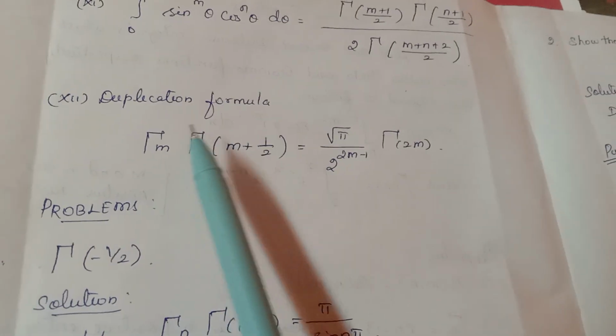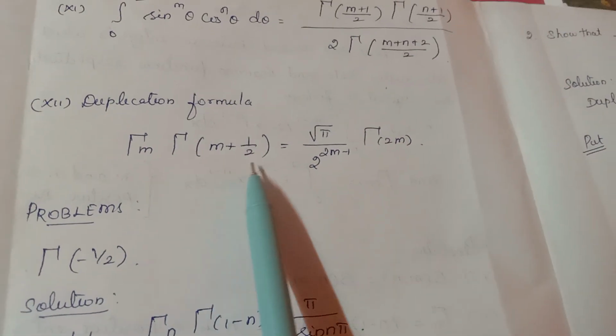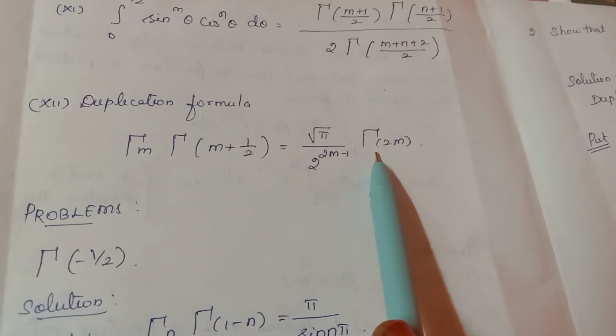Okay, next one is the duplication formula of gamma integral. Gamma of m into gamma of m plus 1 by 2 is equal to root pi by 2 power 2m minus 1 into gamma of 2m.